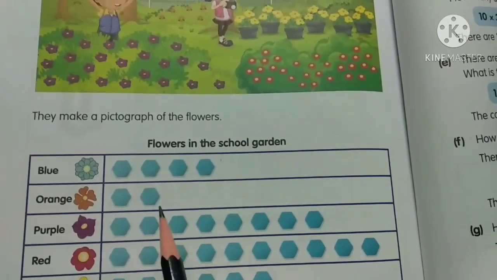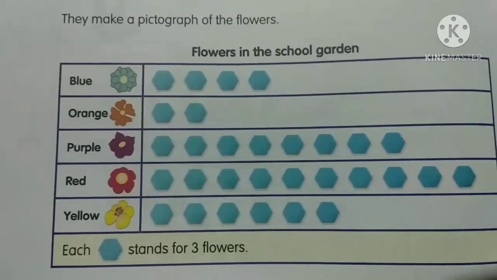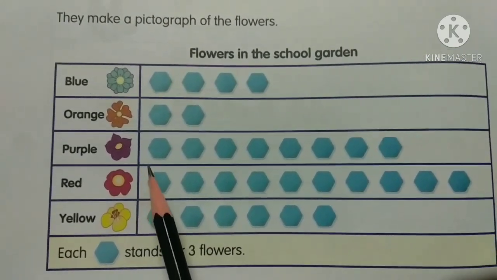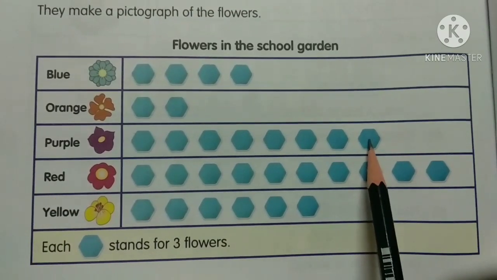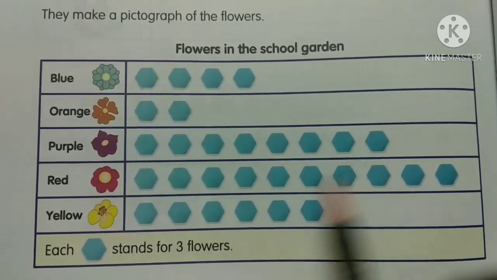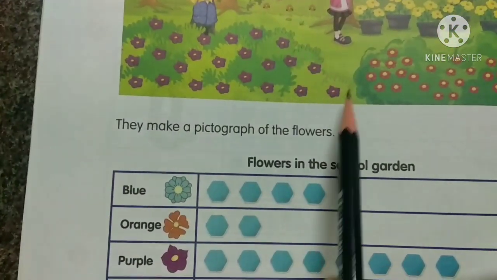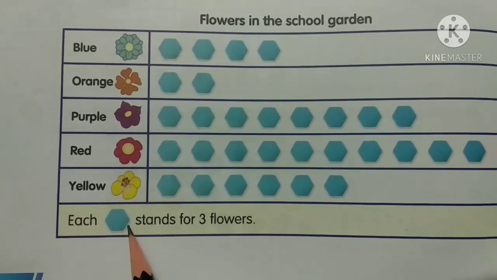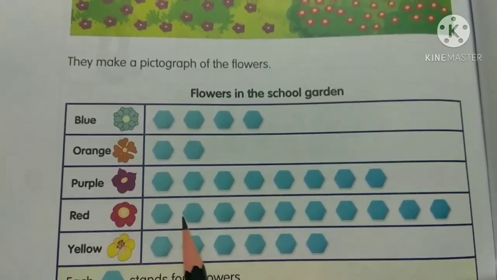Okay, then orange, here 6 flowers. One picture shows 3 flowers. It means 2 3s are 6. Then next, purple. 1 2 3 4 5 6 7 8. 8 pictures are drawn here. It means here 24 purple flowers. Each picture represents 3 flowers. 8 3s are 24. Then red.